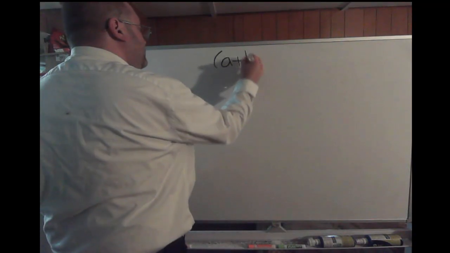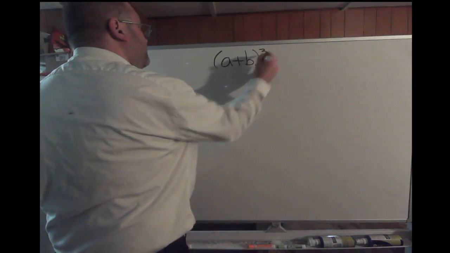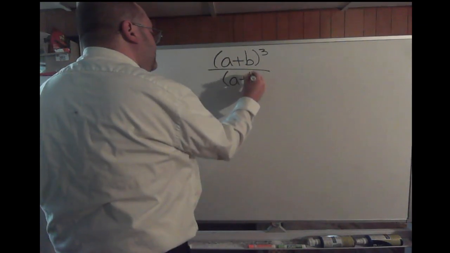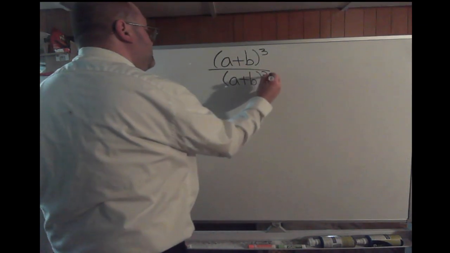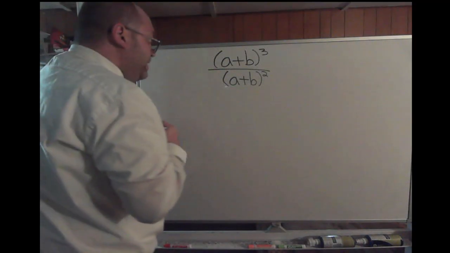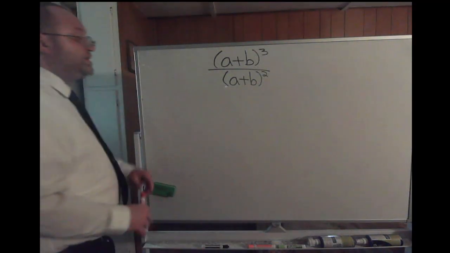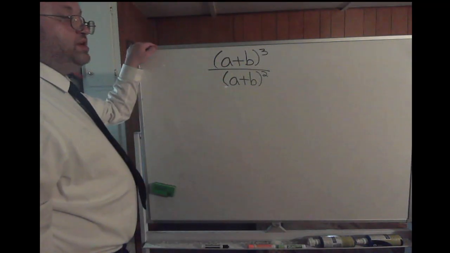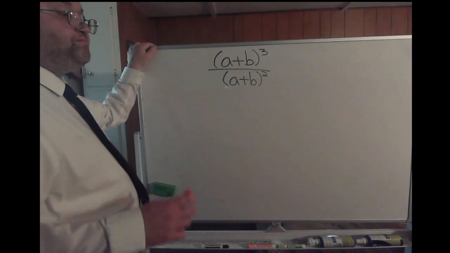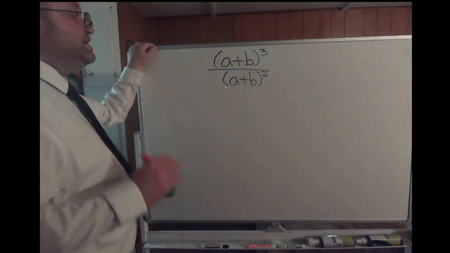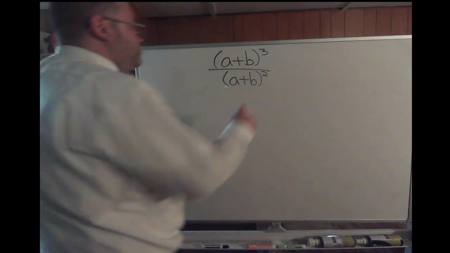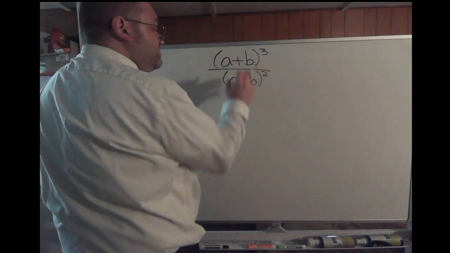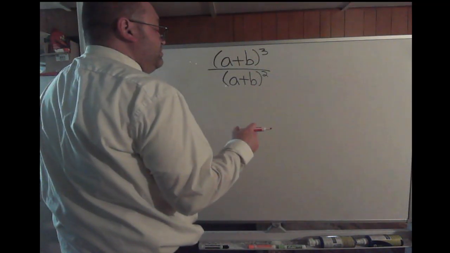A plus b to the third over the quantity of a plus b to the second. Well, it might look confusing because now you have a sum of two numbers inside parentheses raised to a power. What you can do, though, you just treat that a plus b inside the parentheses. Treat whatever's inside the parentheses as a single variable.